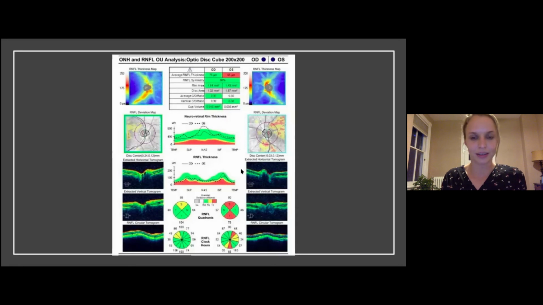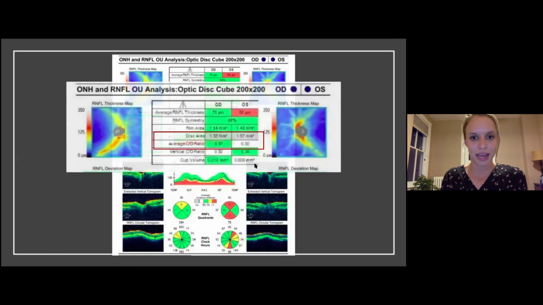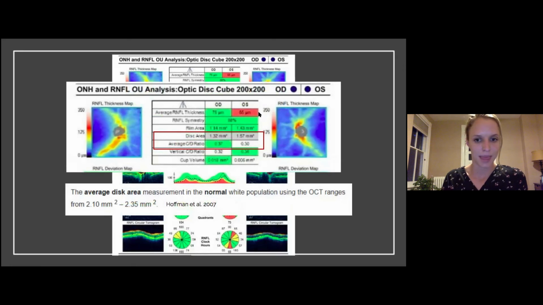So when you take a closer look, his disc area is very small. And in a small disc, you expect kind of a minimal cup, but his CD ratio is being called a 0.37 and a 0.30. So that's probably a little bigger than we would want in such a small disc area. And just to compare to normal, the normal disc area is about a 2.1 to 2.35. So his is very small.